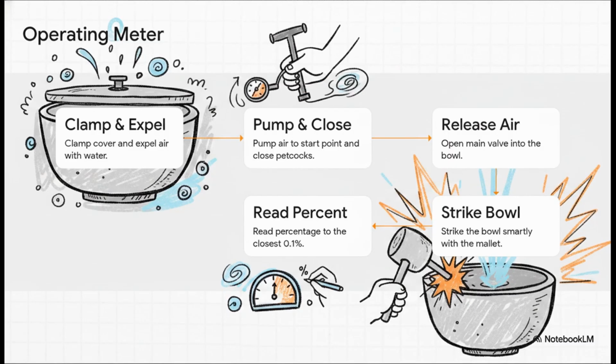And now, the climax of the test. You clamp the cover on and inject water to expel any ambient air lingering just above the concrete. You pump the air chamber up to the starting point. Then you open the main valve, releasing the pressurized air down into the concrete bowl. And here is a fantastic phrase straight from the standard. You must strike the bowl smartly with the mallet. This physical jarring ensures the air pressure fully normalizes through that dense mixture. After the needle settles, the technician reads the air percentage on the dial, recording it to the closest 0.1%.